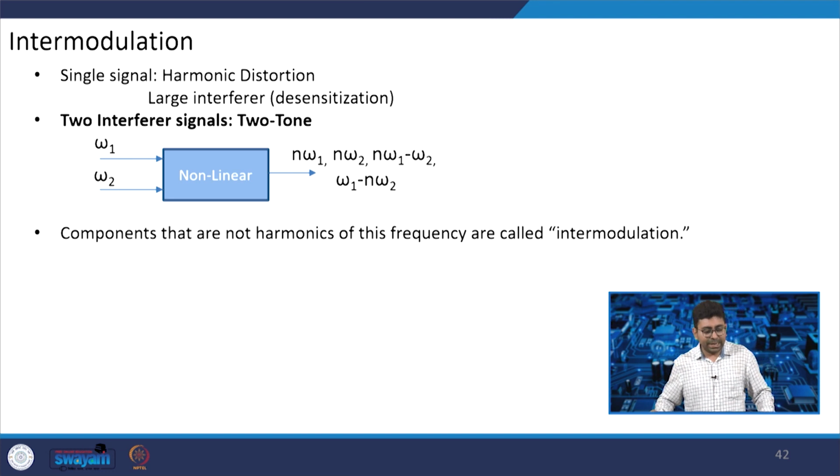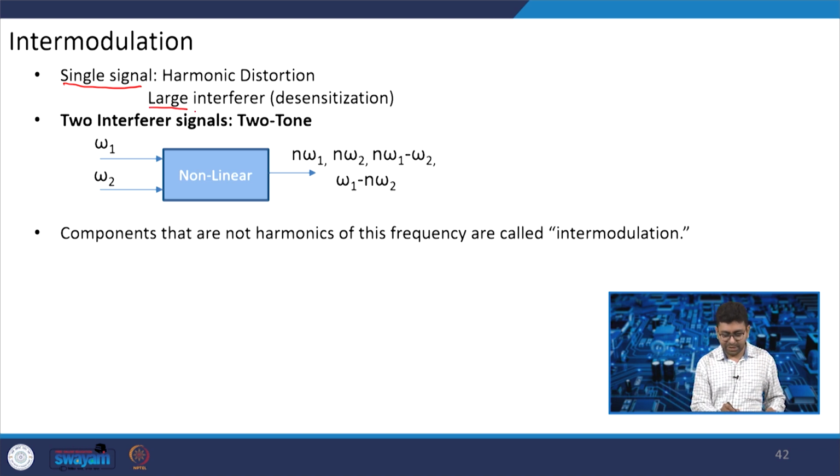If there is only a single signal, then there is the possibility of harmonic distortion. We have already seen gain compression, and blockers can also add harmonic distortion.